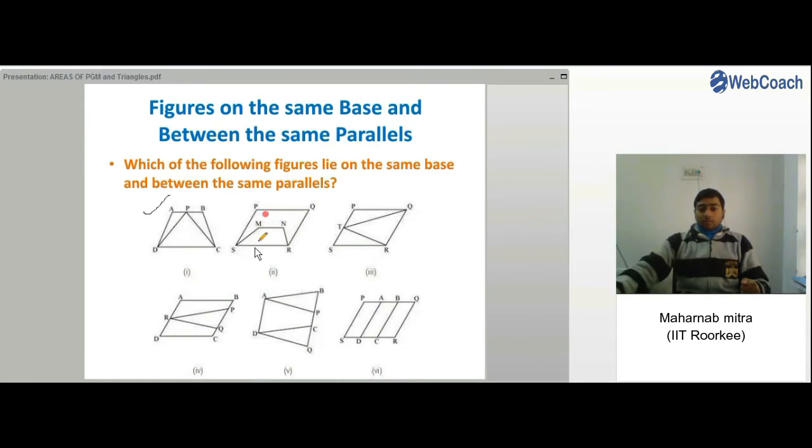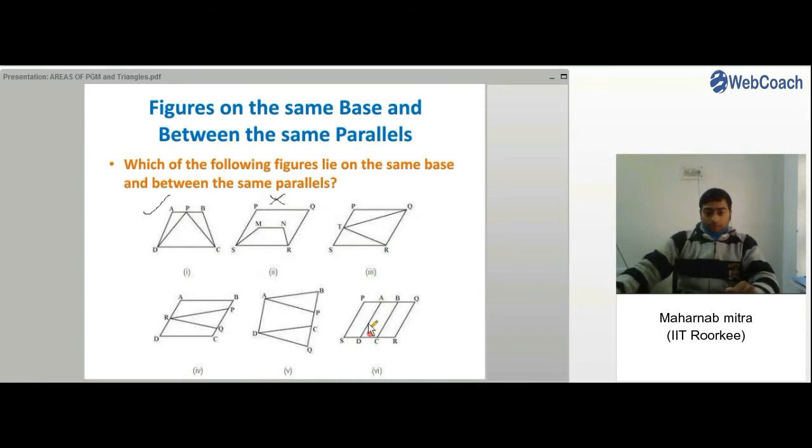Let's consider the second one. We can see two figures, right? The parallelogram PQRS and a small trapezium MNRS. Now you can see, even if we draw a parallel line passing through PQ, MN would not lie on it. Though they have the same base, they do not lie on the same parallel lines. So this figure does not lie on the same base and between the same parallels, right? Only one of the criteria is fulfilled, not both.